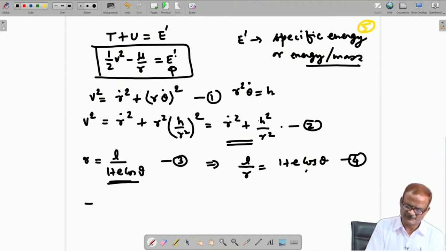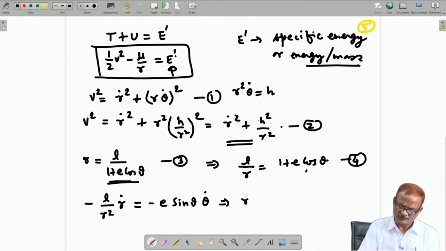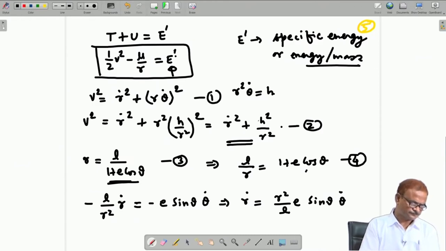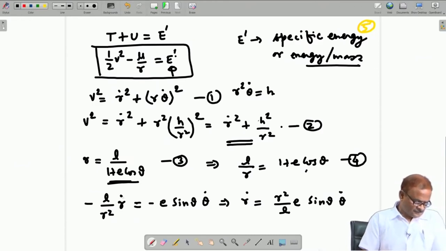So, you will see how easy this becomes. Minus L by R square R dot, differentiating with respect to T, and on the right hand side this becomes E sin theta times theta dot, and there is a minus sign here. So, this implies R dot equal to R square divided by L, E sin theta times theta dot, the minus signs cancelling. Rest, R is known to us in this format, and theta dot is again known.